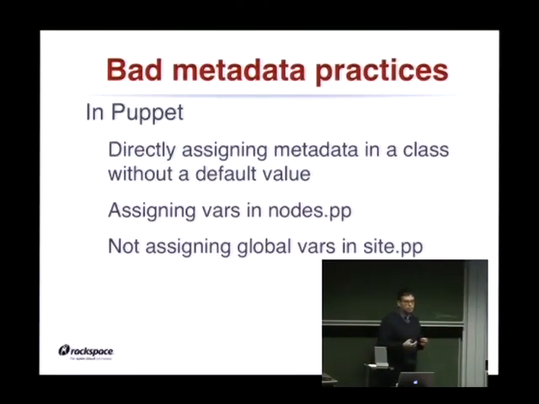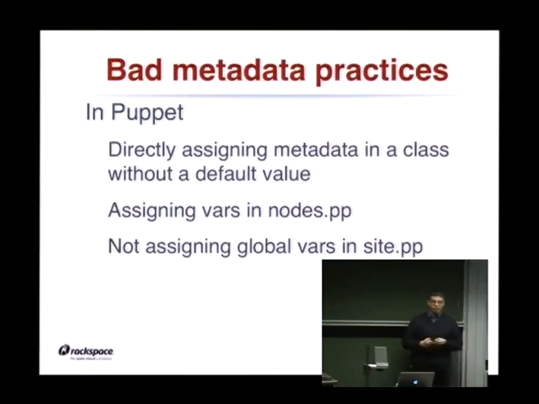So what kind of things shouldn't you do in Puppet? In Puppet, assigning metadata straight into a class without defining a default variable for it is always a bad thing to do. That means having the metadata inside your class itself, in the middle of it, and you don't know where that variable comes from, what the scope is. So it's always good, when you define your class, to have the list of variables as part of the class definition. You don't have to give full values for that.